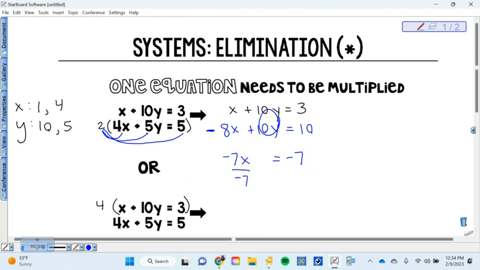So x equals 1. Perfect. Where do you need me to go? You sure? Positive? Okay, any questions on that? Does that make sense, you guys? Cool. And then now that I know x is 1, what do I do to find y?